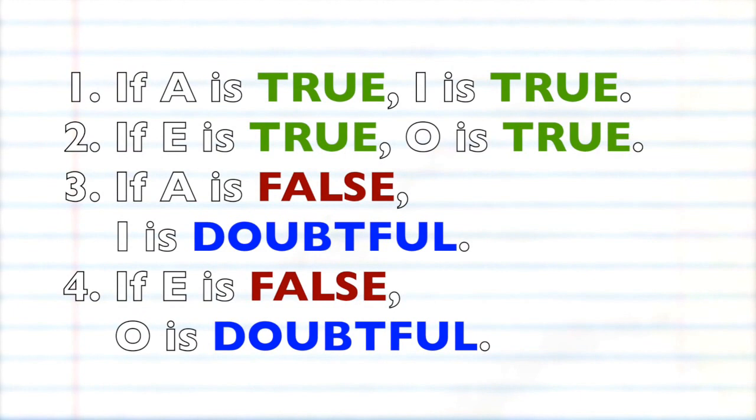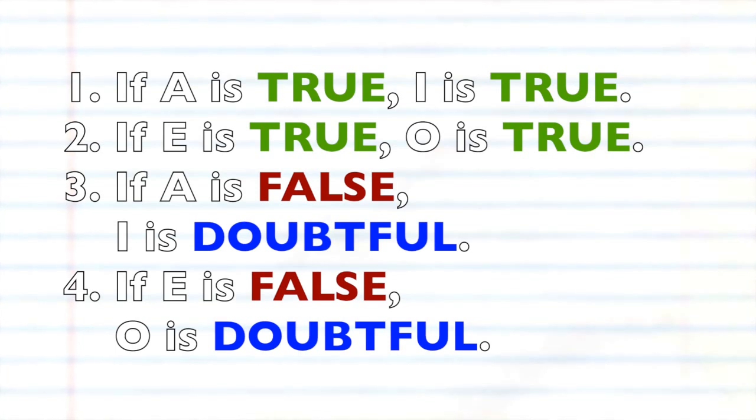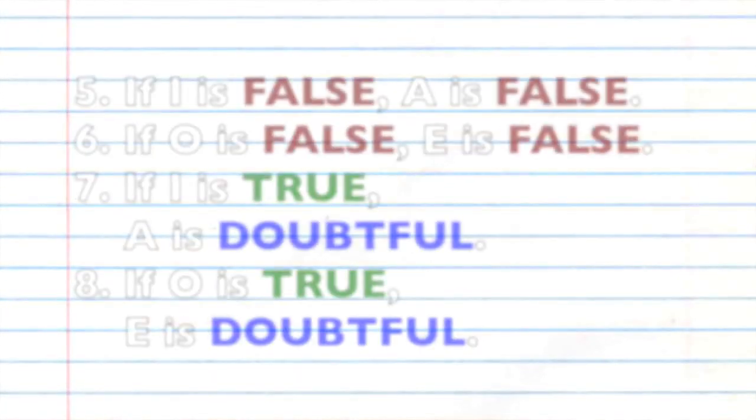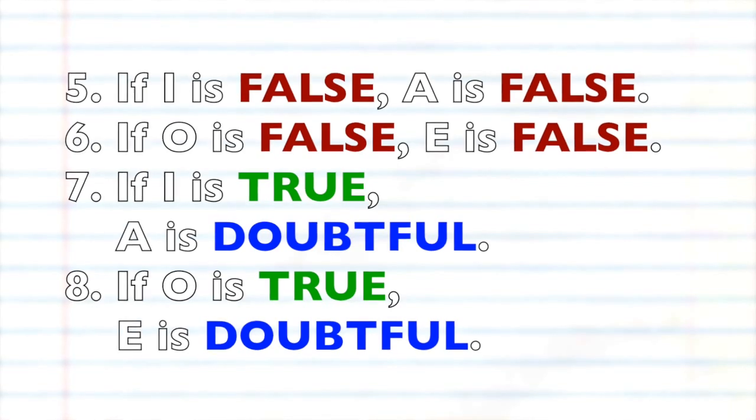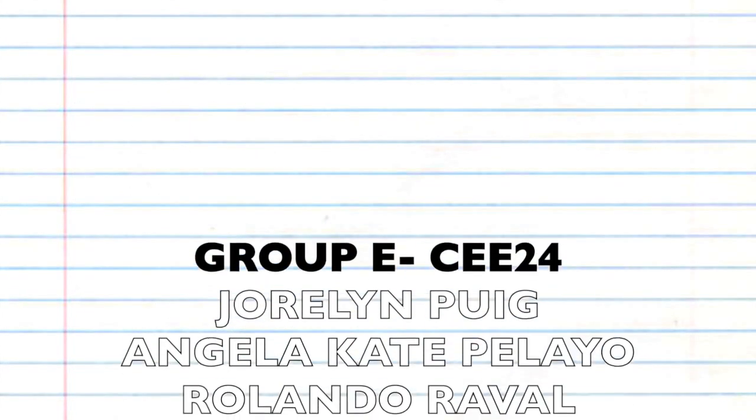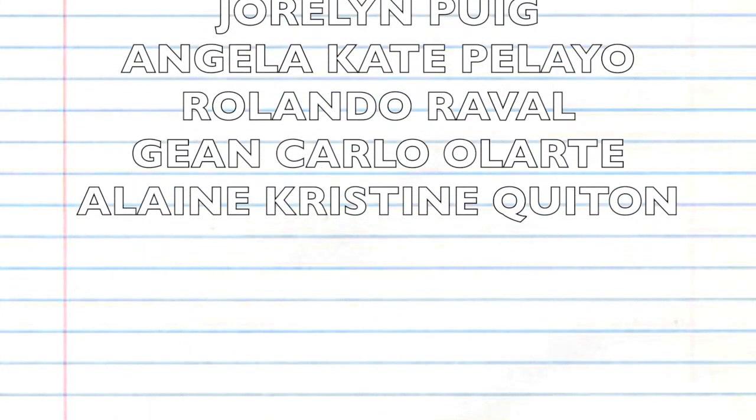Examples: if A is true, I is true. If E is true, O is true. If A is false, I is doubtful. If E is false, O is doubtful. If I is false, A is false. If O is false, E is false. If I is true, A is doubtful. If O is true, E is doubtful. And that's the end of the summary of the rules of the logical oppositions.